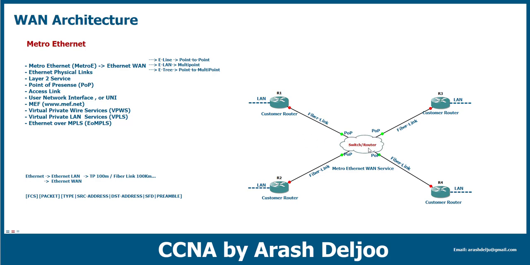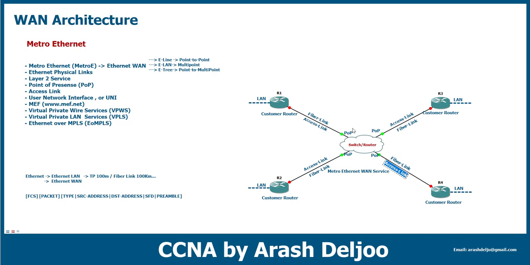From the view of the service provider, this fiber link is the access link. Why? Because with this link, we have access to the customer. This is the access link from the view of the service provider. This is the terminology from the view of the service provider. This is an access link, here we have an access link, and here we have an access link.